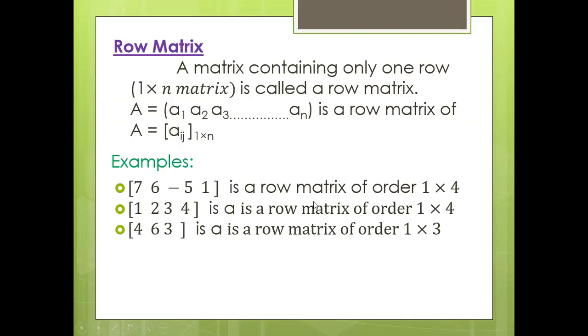The row matrix. A matrix containing only one row is called a row matrix. Capital A equal to a1, a2, a3, and so on, is the row matrix, A equal to aij of order 1 cross n. These are some examples. Only one row, 1, 2, 3, 4 columns. Row matrix of order 1 cross 4. This is one row, 1, 2, 3 columns, 1 cross 3. As usual, a column matrix has only one column.